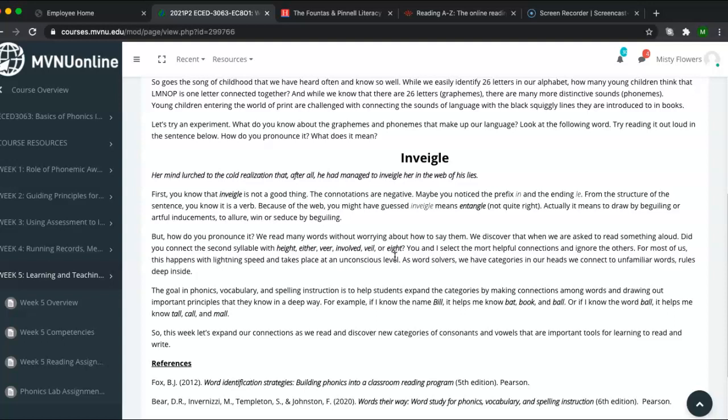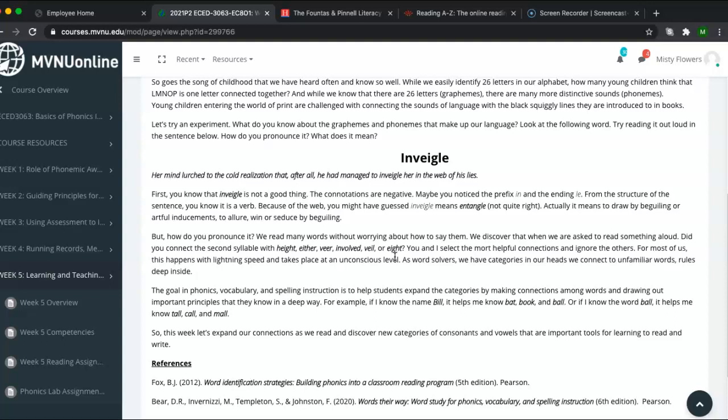As word solvers, we have these categories in our head to connect unfamiliar words. Well, the goal in phonics, vocabulary, and spelling instruction is to help students expand the categories by making connections among words and drawing out important principles that they know in a deep way. For example, the little kindergarten girl that I tutor, she knows the word cat. So that helps her know the word bat, mat, sat, rat.